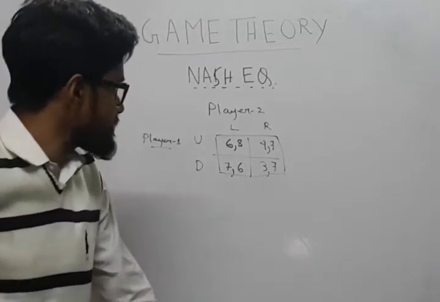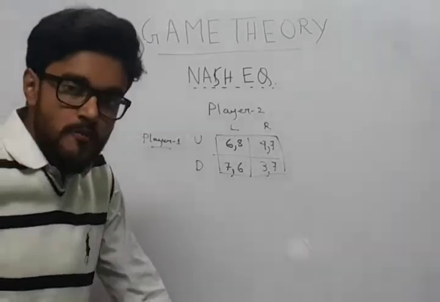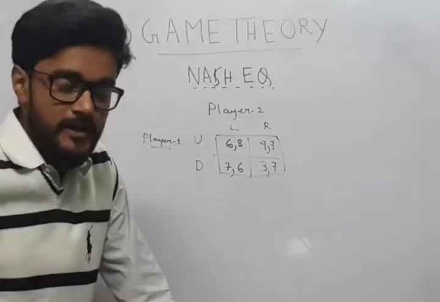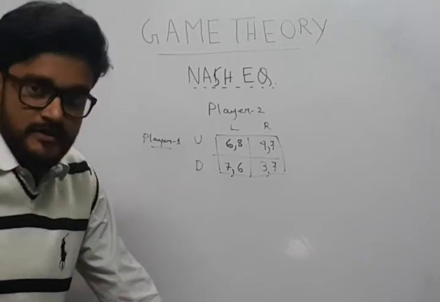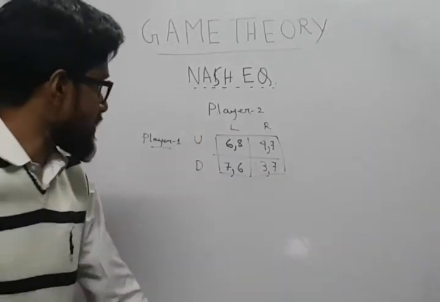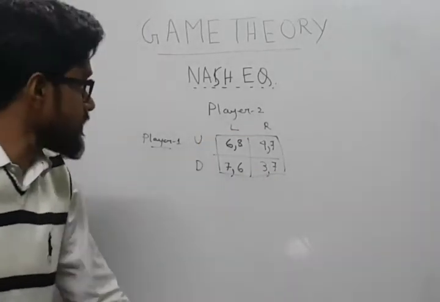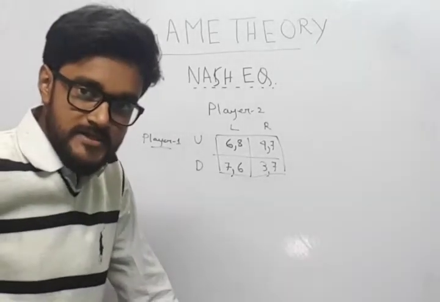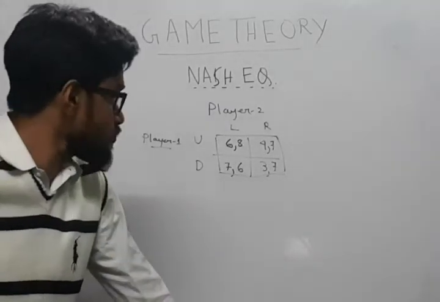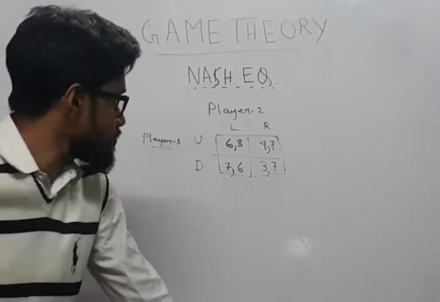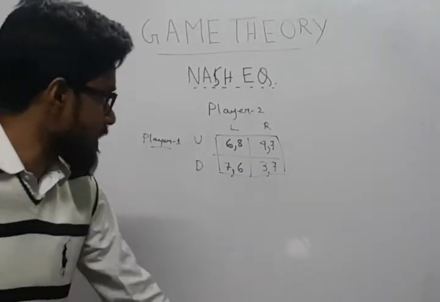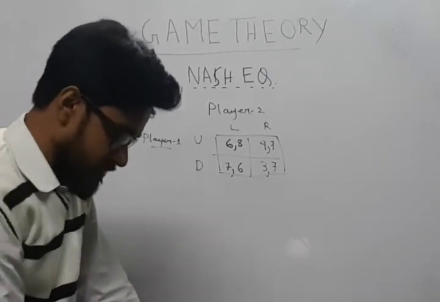In this video, let's say player 2 makes the first move. Then player 2 has two options to play, either L or R. Given these two options, say player 2 chooses L first. Now player 1 has two options, one is U, another is D. Which one player 1 will choose depends on the payoffs written in this matrix. So today we'll see how we solve this game theory problem.